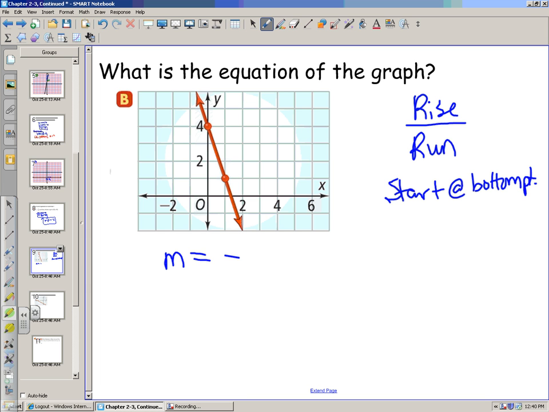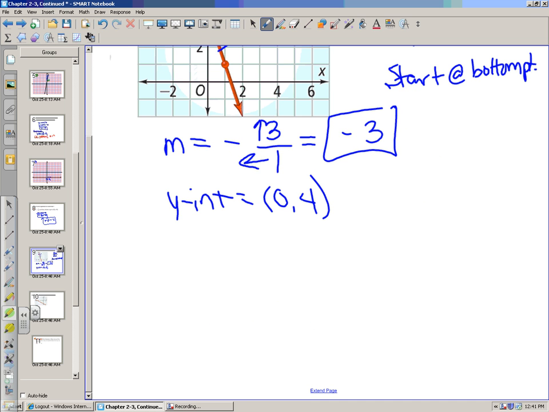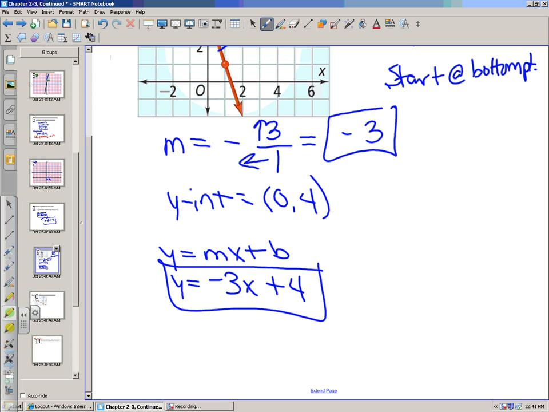So from the bottom point, I'm going to rise up 1, 2, 3 units. I rose up 3 units, and then I went to the left 1 unit, okay? Which is why it's a -3 as my slope. Do we understand that, yes or no? Now, what's my y-intercept? The y-intercept is the point 0, 4, so what's my equation? y equals mx plus b. To give me the equation, what? -3x plus 4. Do we understand that, yes or no?